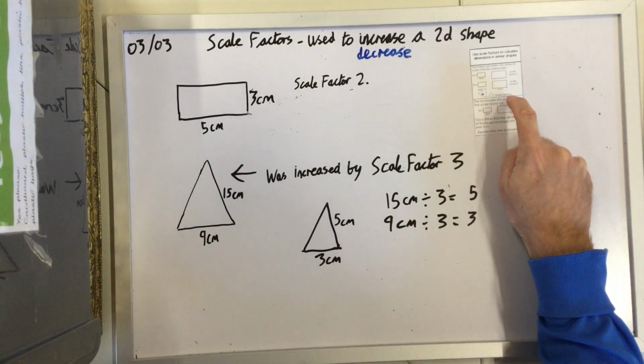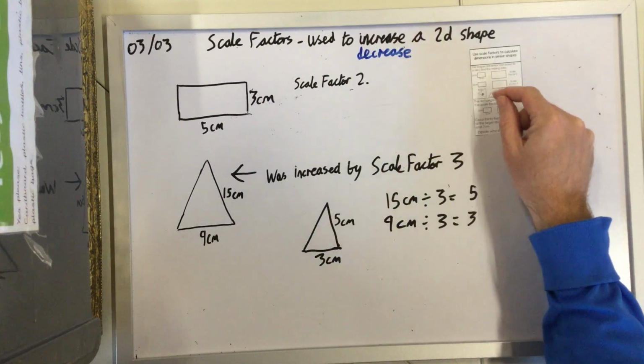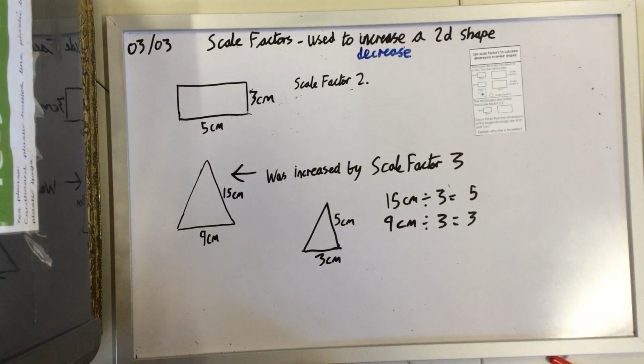But this time you've been given scale factor 4 and this triangle is smaller. So you're decreasing it by 4, which will mean 6 divided by 4. Not whole numbers then, so you're going into decimals, but not very difficult ones. All right, so give those a go, and good luck with these. Enjoy.